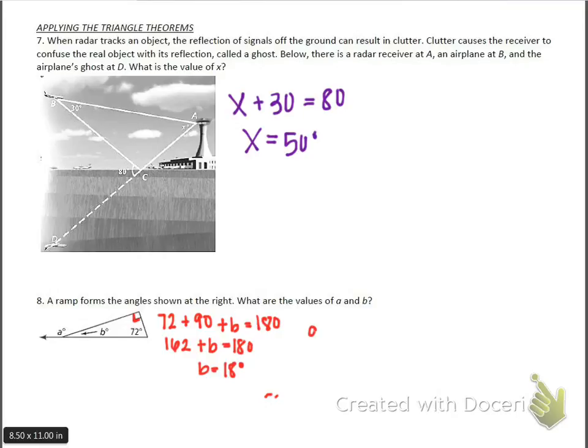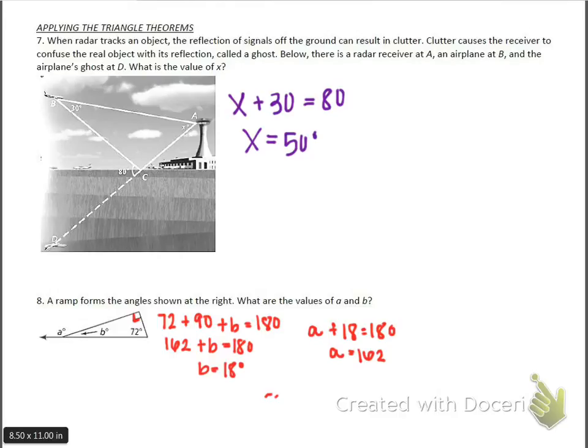To find angle A, since there's supplementary angles, in B, I did 18 plus A equals 180. Okay, so you did 18 plus A equals 180, and you got A equals 162. Did anybody do it a different way?